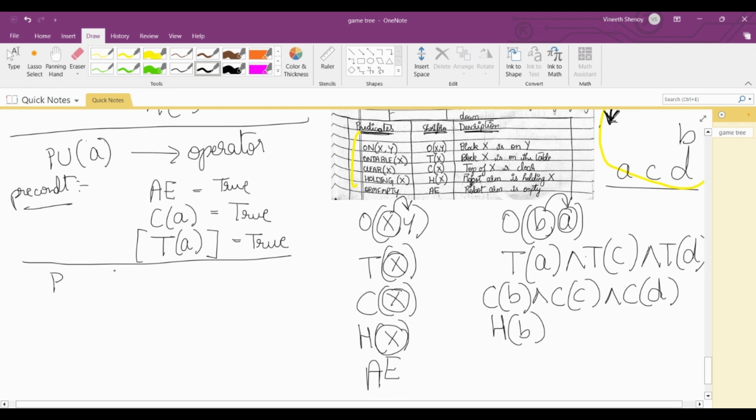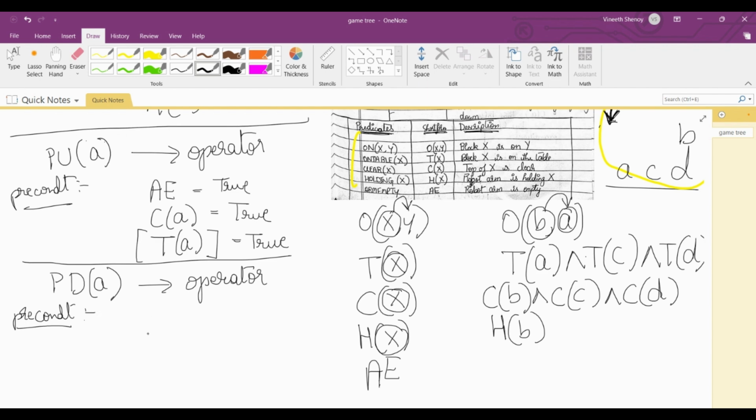So the final operation is put down, PD. Now you have picked up A, so only then you can place it down. The put down operation is used when the arm is holding a block and you want to place it on the table. Again, if you want to place this block on some other block, then you use the stack operation and not the put down operation. So the precondition for put down will be, actually there will be only one condition, that is holding of A.